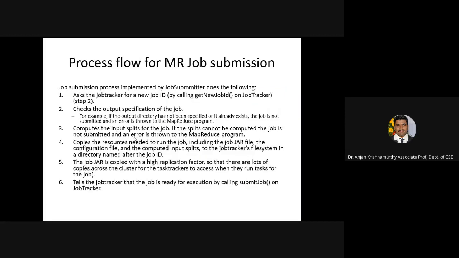So this is the flow again, right? The flow again is a detailed flow of how the job submitter does this, right? And what are the specifications of the job, right? How are the input splits computed for that particular job, right? If the splits are not computed for a particular job, then it doesn't turn out to be a MapReduce program. So this is a very important aspect of the MapReduce program, right?